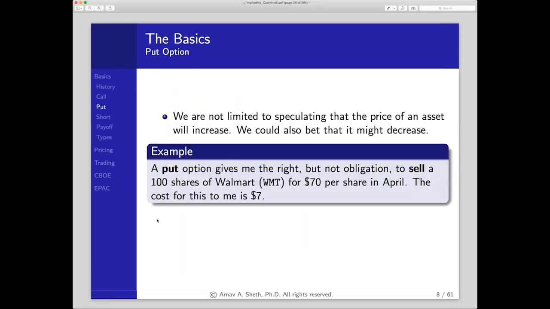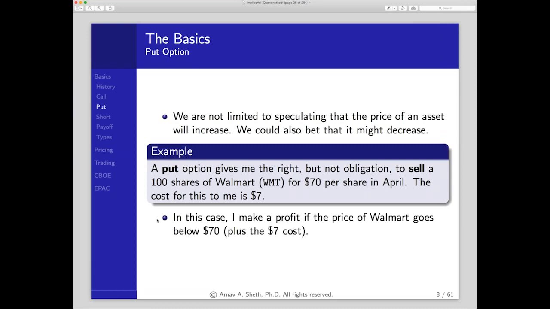Now, we are not limited to speculating that the price of an asset will increase. We could also bet that it might decrease, and that's where we have put options. So in this example, I have a put option expiring in April. It's on Walmart, and the strike price is $70. The price of the option itself is $7.